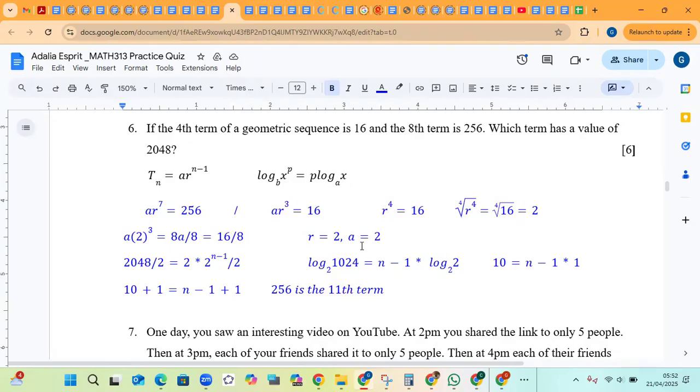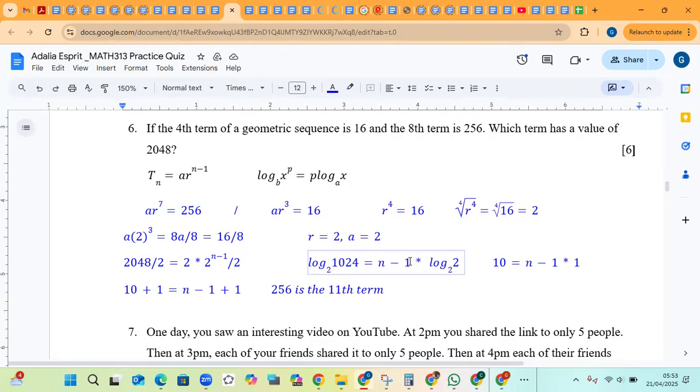This is correct. So you know what a and r are now. Now you have to find what term will give you 2048. So you have 2048 is equal to 2 times 2 raised to the n minus 1. She divided by 2 on both sides and got 1024 is equal to 2 to the n minus 1. She applied logs on both sides to bring down the n minus 1.